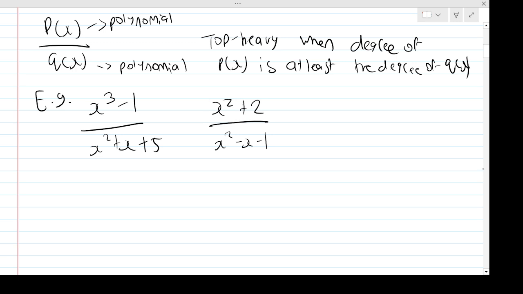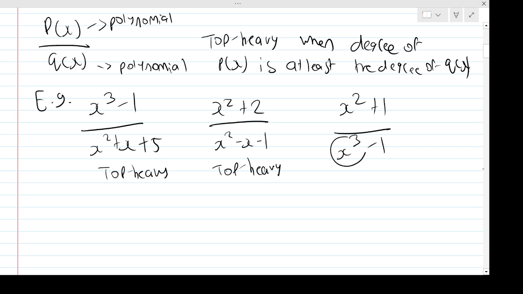And then as another example, so I'll say this is top heavy. And then as another example, if we had, say, x squared plus 1 over x cubed minus 1, well, this is not top heavy because now the degree on the bottom is bigger than the top. So the top is not as heavy, shall we say. So this is not top heavy. Okay, cool.